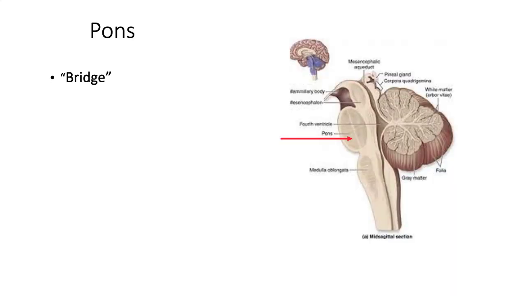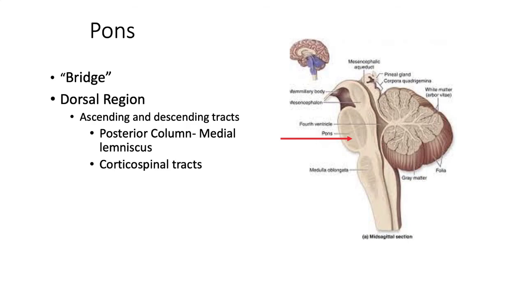The pons is the bridge between areas of the brain. It links the medulla to the midbrain and the midbrain to the cerebellum. There are 2 regions, the ventral and dorsal regions. The dorsal region is similar to the other parts of the brainstem. It contains the ascending posterior column sensory tracts and the descending corticospinal motor tracts.